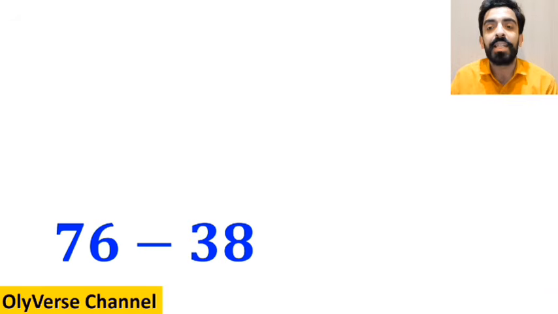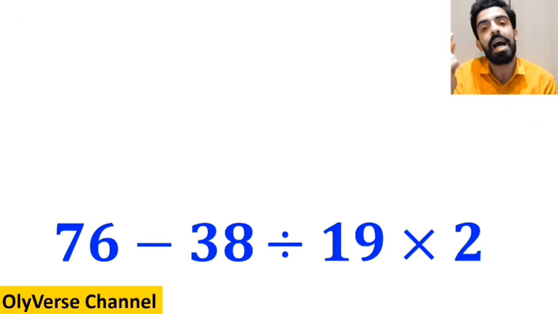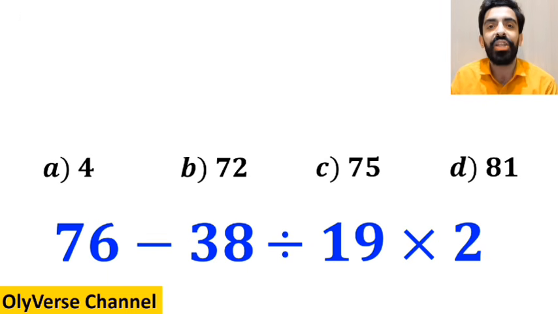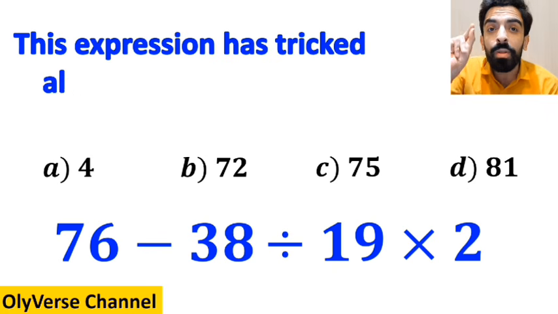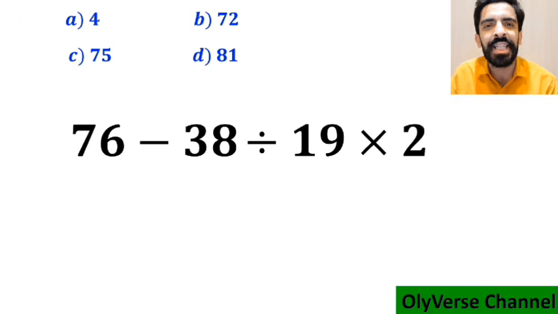What is the value of the expression 76 minus 38 divided by 19 then times 2? Which option do you think is the correct answer to this question? This expression has tricked almost 95% of people. Let's go step by step and solve it together.